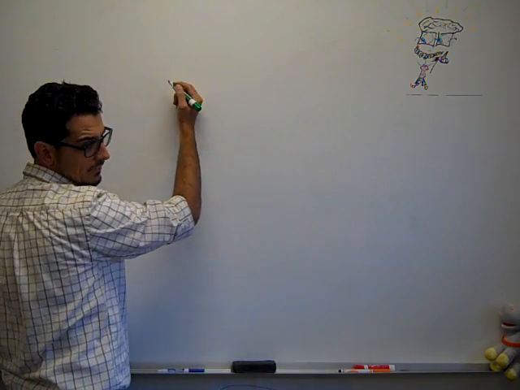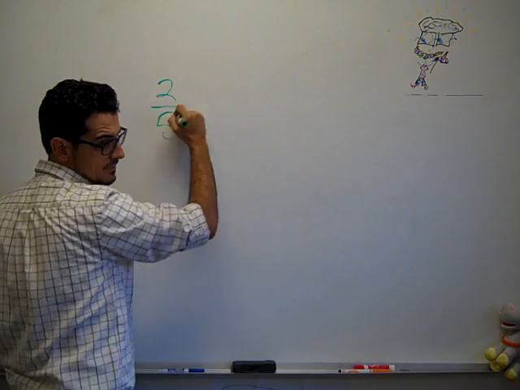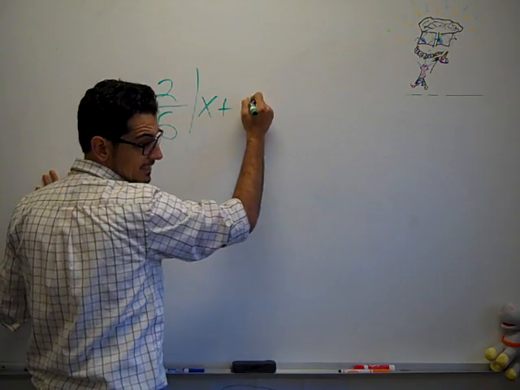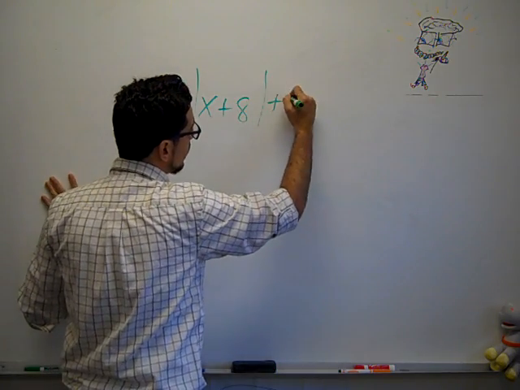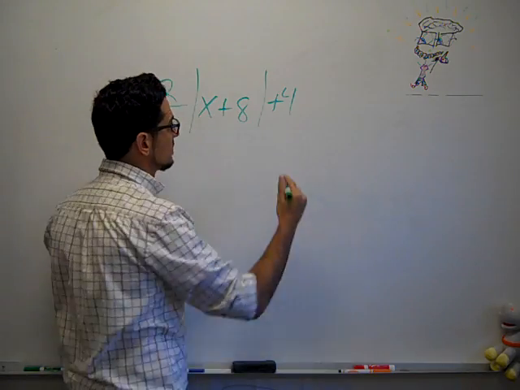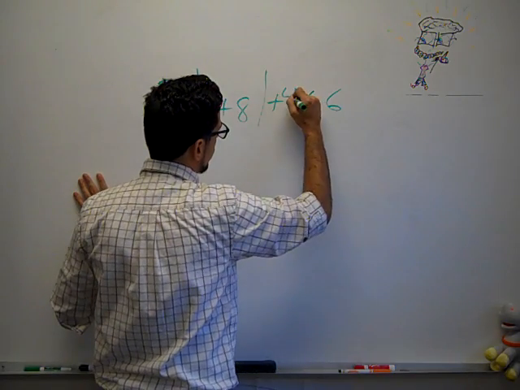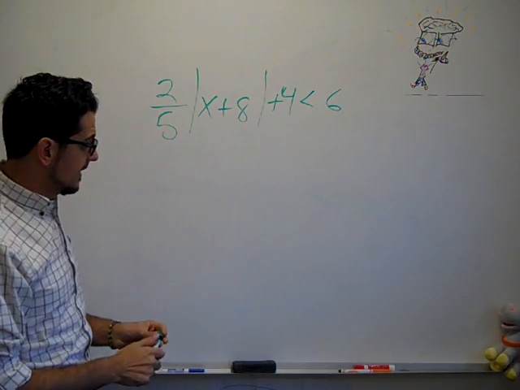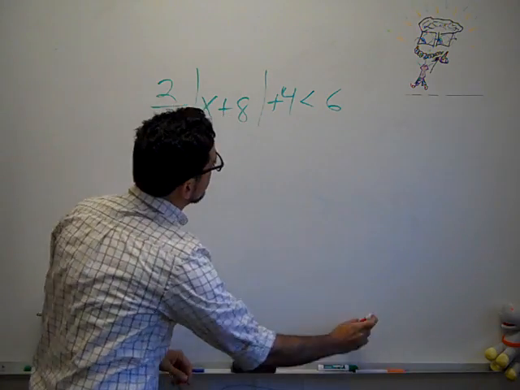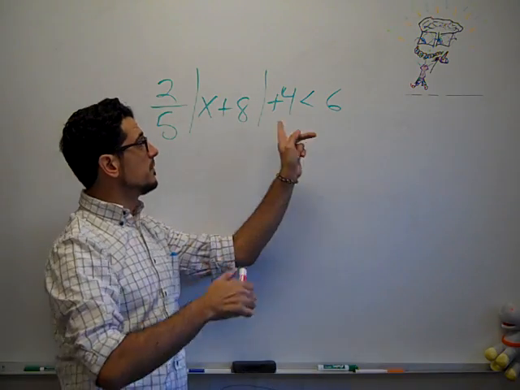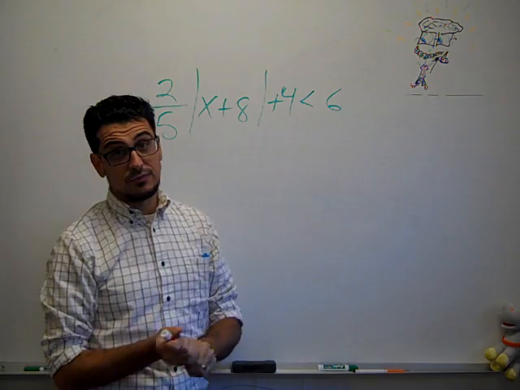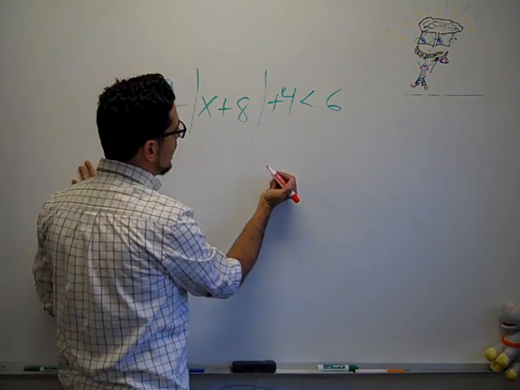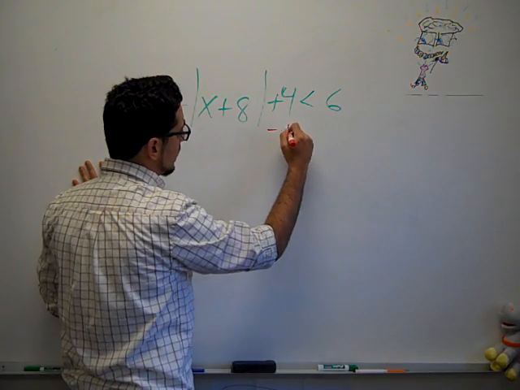And I could say, what about if we had a super easy one, like 2/5 times the absolute value of x plus 8, plus 4 is less than 6. Step 1. I hope we all know that step 1 would be to go ahead and subtract 4.